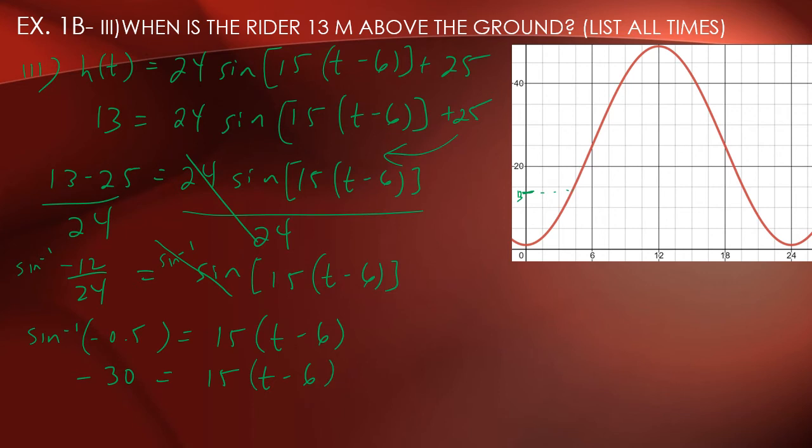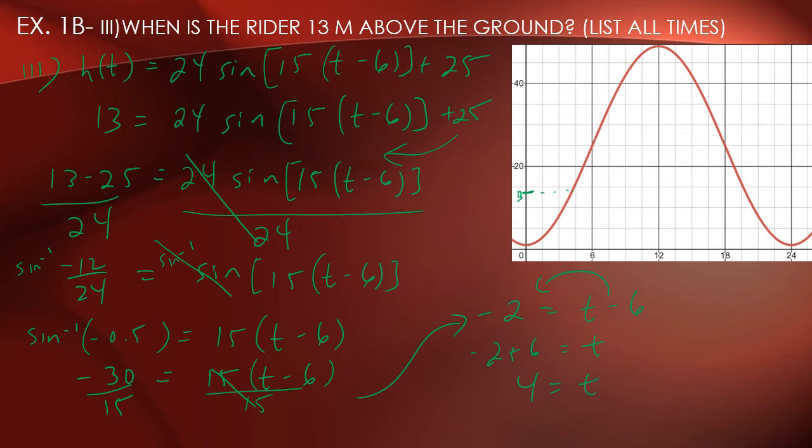And now that we've done that, we've done the hard work. This is a simple equation to solve. Divide both sides by 15. And you get negative 30 divided by 15 is negative 2. So we'll continue up here. Negative 2 equals t minus 6. Bring that negative 6 over. Negative 2 plus 6 equals t. 4 equals t. We did it.